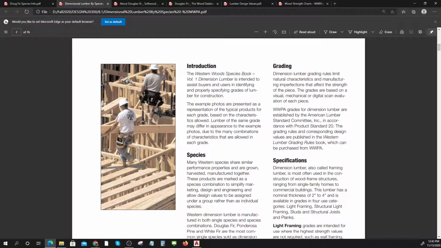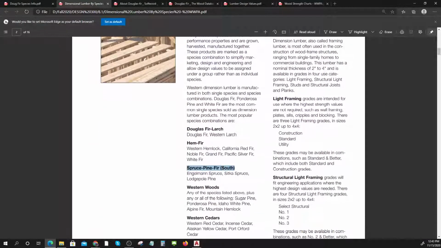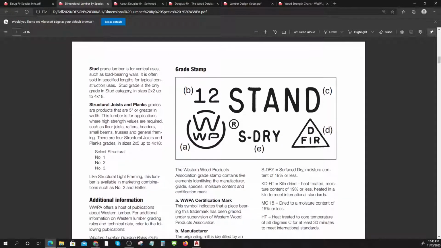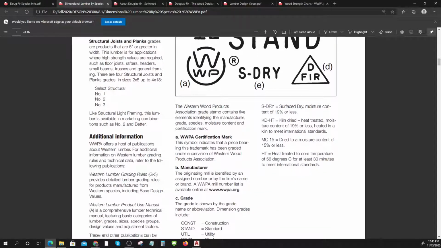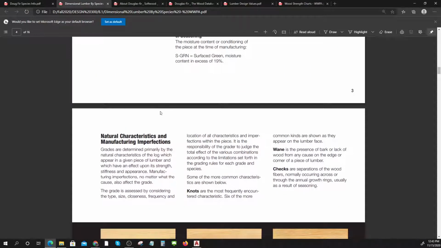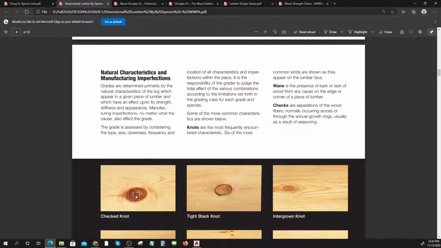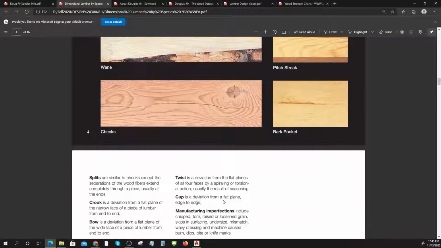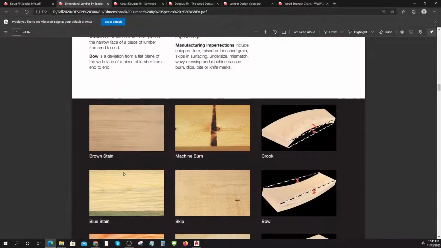Here's some about grading, specification. So this looks like it's got a bunch of stuff in here. Structural joist and planks and studs. So those are the uses that we're looking for, and we know those are used as for walls. So this might have some information for you to look at. Look at this. Here's some different types of knots so that you can talk about the different grades and how they're used for wood and framing, splints and this kind of stuff.